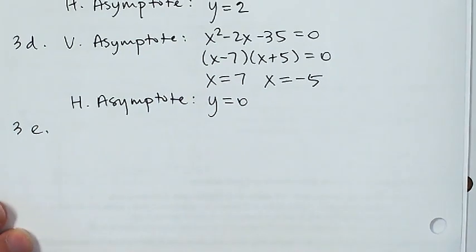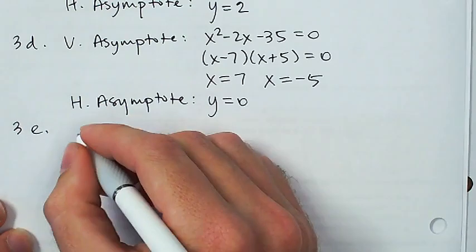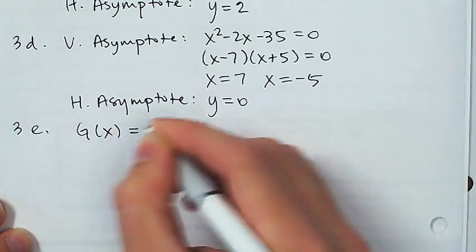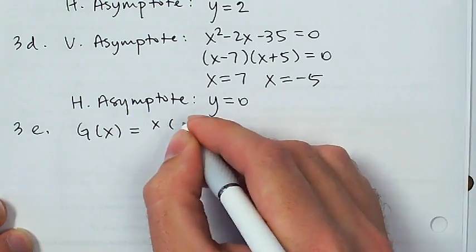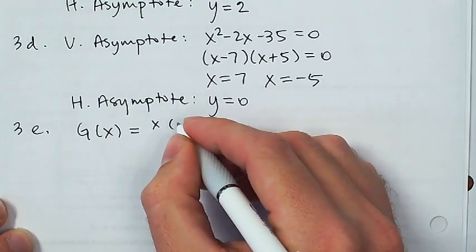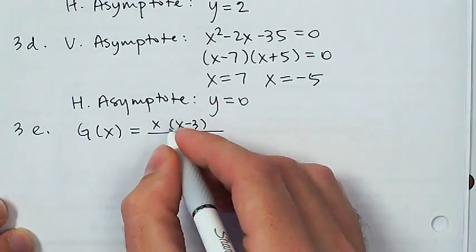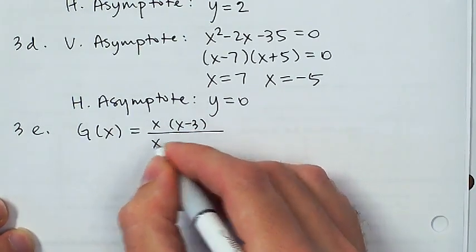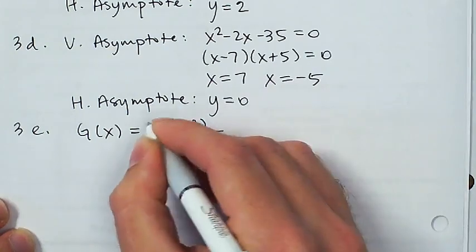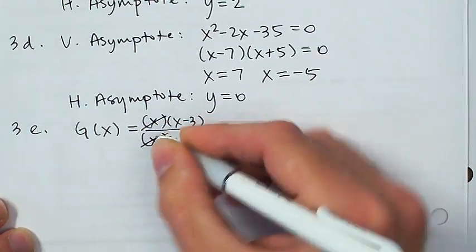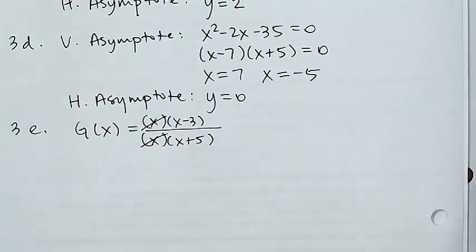Okay, for E, I'm going to just copy the problem. g of x equals (x squared minus 3x)/(x squared plus 5x). I'm just going to factor this: x times (x minus 3), divided by x times (x plus 5). So this here is going to cause a hole at x equals 0.